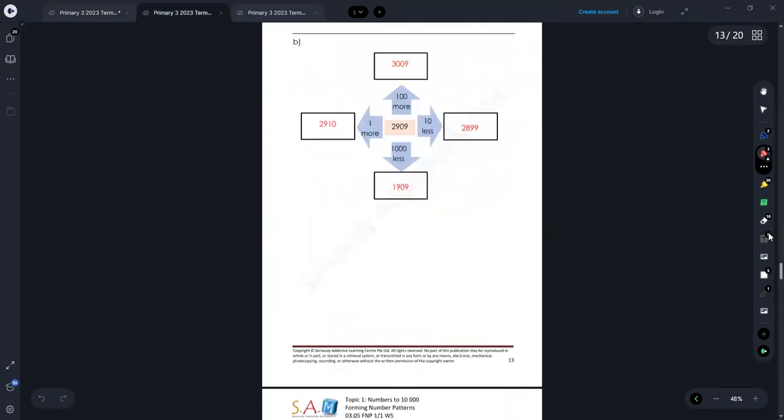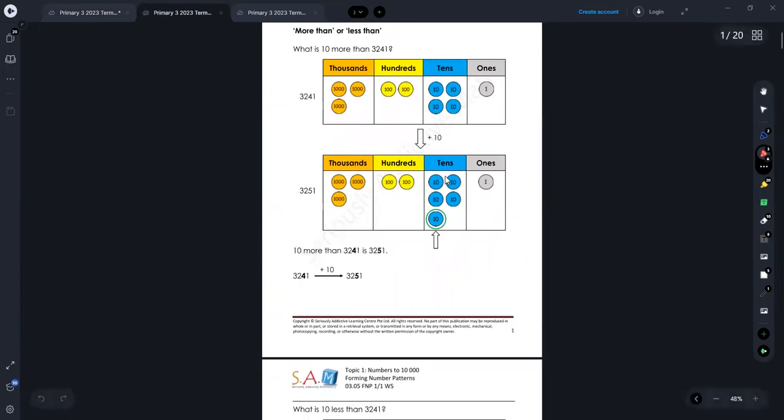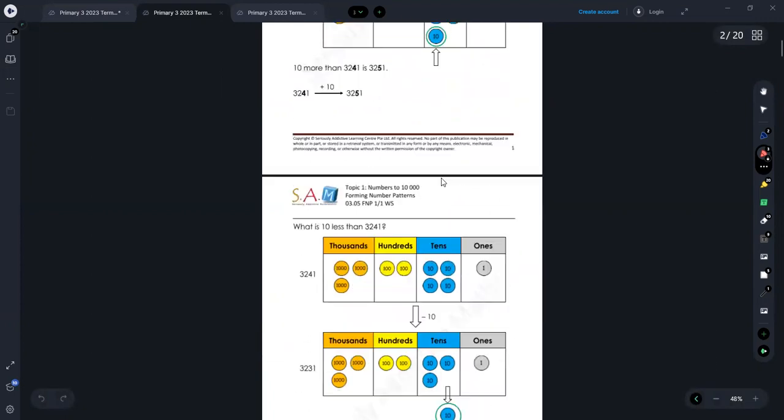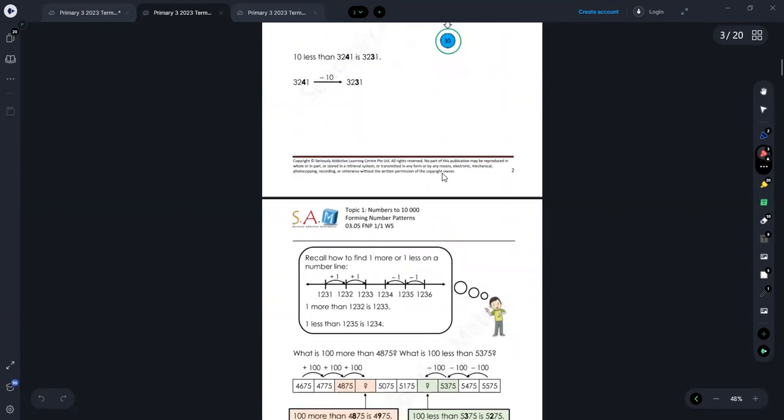Booklet number 2 is comparing of numbers, more than, less than. Okay, I think they should be quite familiar. So just quickly go through. 10 more than 3,241 is basically 3,241 plus 10, right? 10 more than is plus 10. Okay. And then less than, all right, 10 less than 3,241 is minus 10.